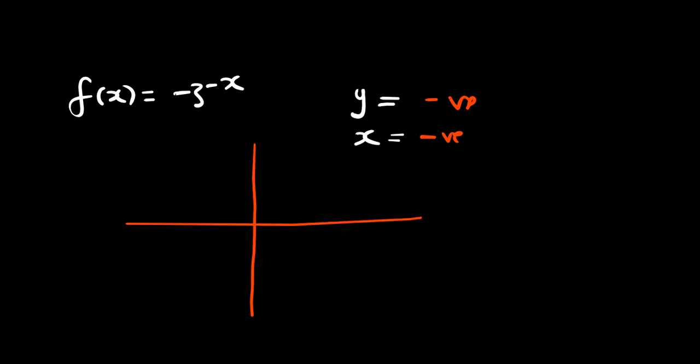Where are y and x negative? It is in this region. So now where are we going to pass? We have to know where we're going to pass. We have to find the x-intercept.